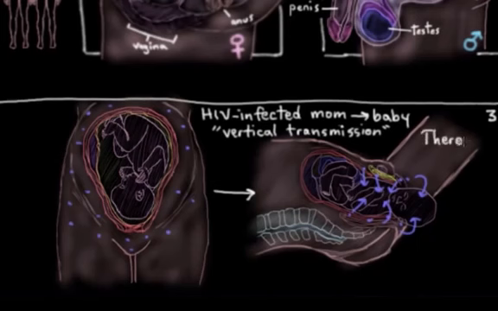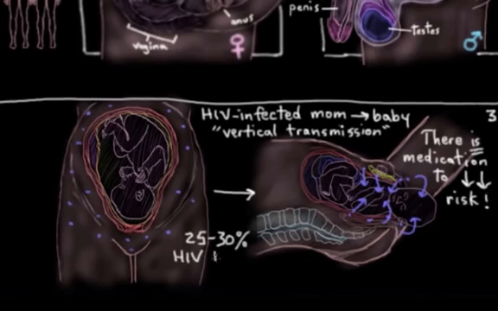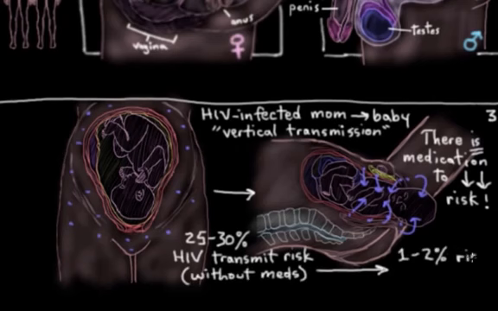Luckily, there are all sorts of medications that we can give to mom before and after her pregnancy and labor. And there's medication that the baby can take as well. All of that drastically reduces the risk of mom passing HIV on to her baby, from a risk of about 25 to 30% HIV transmission without medication, all the way down to only about 1-2% with medications. So around a 20-fold reduction in mom's chances of passing HIV onto her baby with the proper medication.